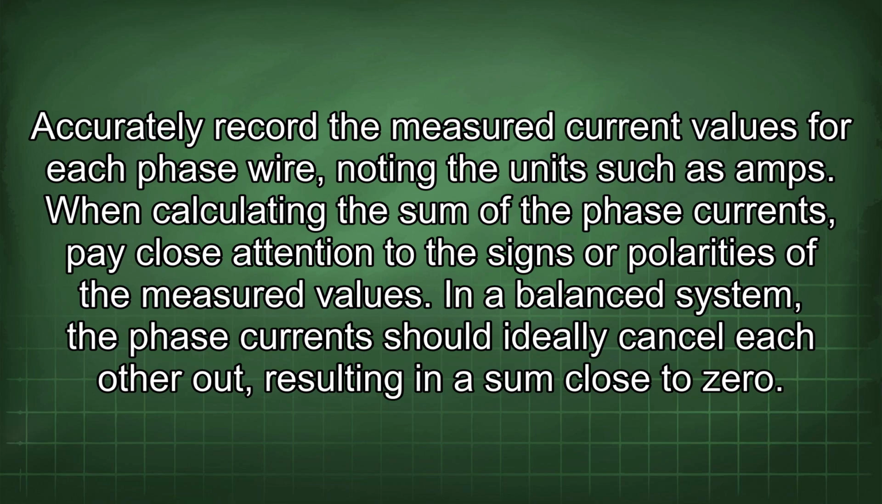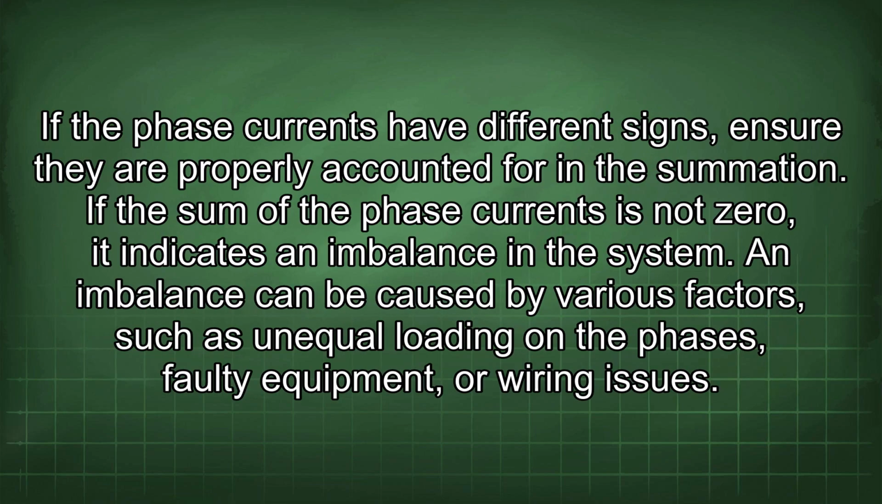When calculating the sum of the phase currents, pay close attention to the signs or polarities of the measured values. In a balanced system, the phase currents should ideally cancel each other out, resulting in a sum close to zero. If the phase currents have different signs, ensure they are properly accounted for in the summation.